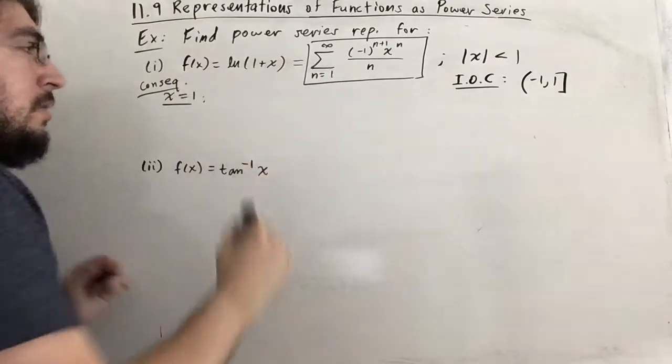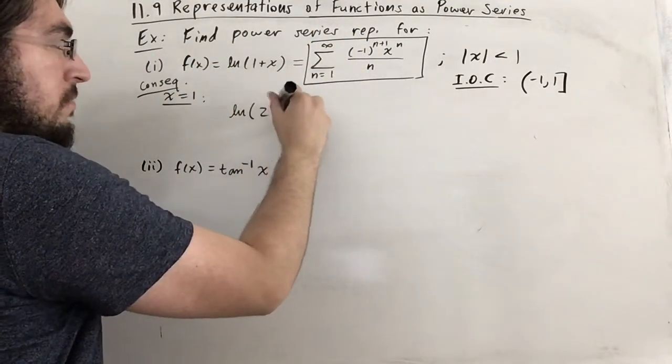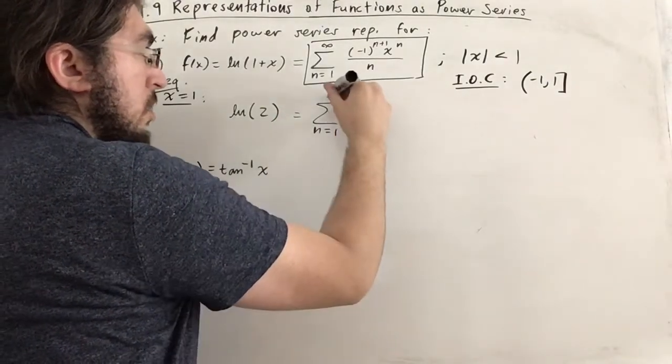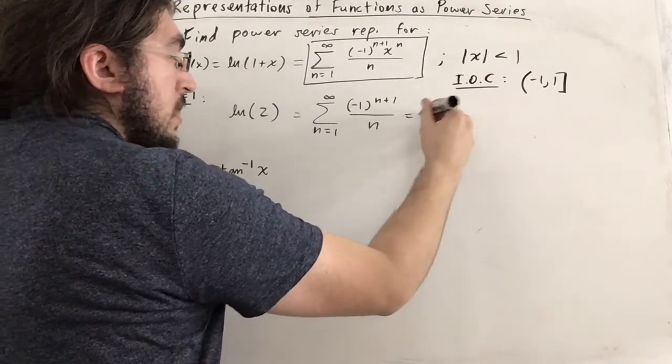But a beautiful consequence of this is when you plug in x equals 1 into this, you get ln of 2 equals the alternating harmonic series. How lovely is that?